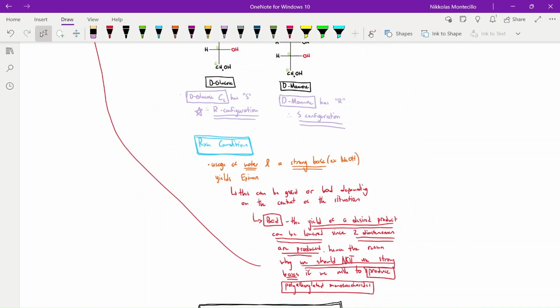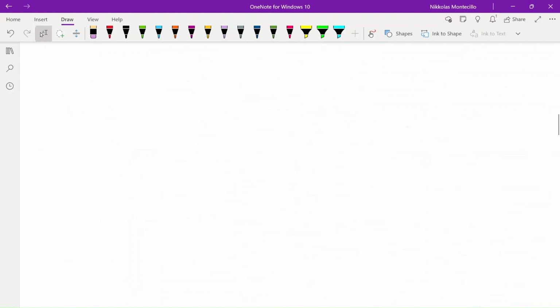Polyalkoxylated monosaccharides just refers to the reaction that I showed earlier with ether formation. So all the way back at the top.